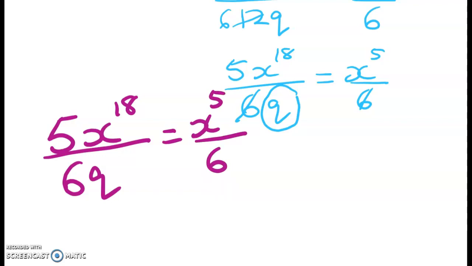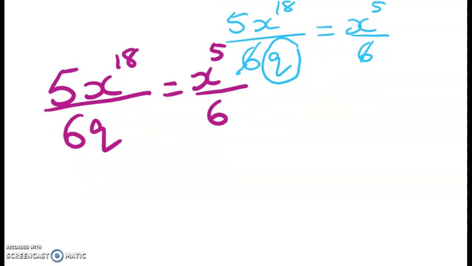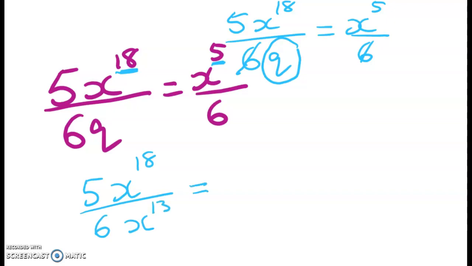So for q to make the two sides the same, we've got x to the power of 18 here, but we want to have x to the power of 5. So if I have this, let's just try it out. If we have x to the power of 13, we're getting pretty close, right? Because that's going to simplify to give me that. So if q is just x to the power of 13, I'm nearly there. But I've got this 5 in here. I've got a 5 here.